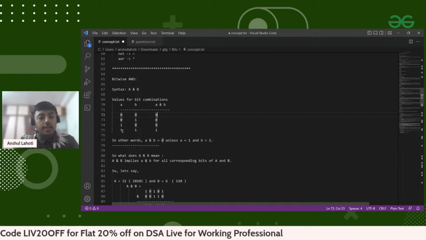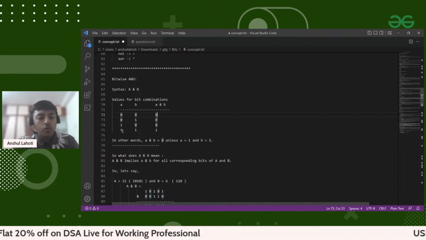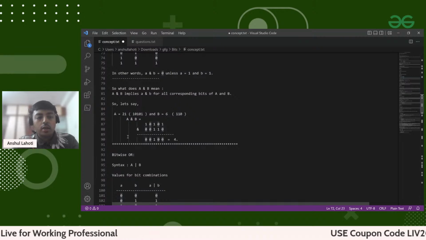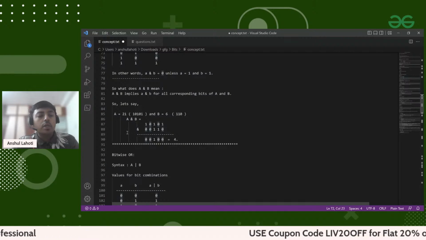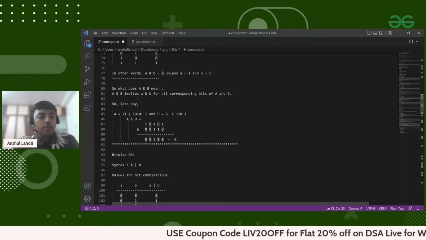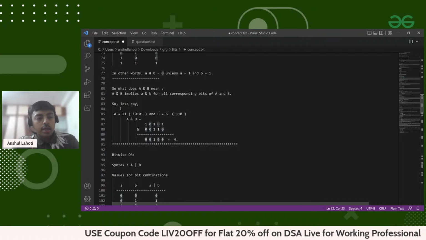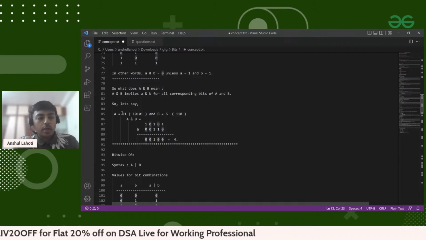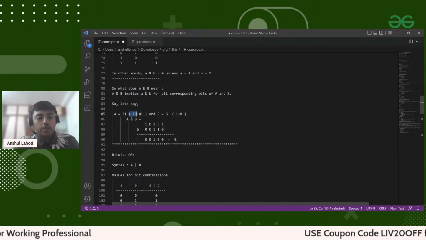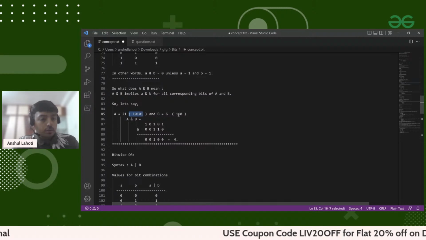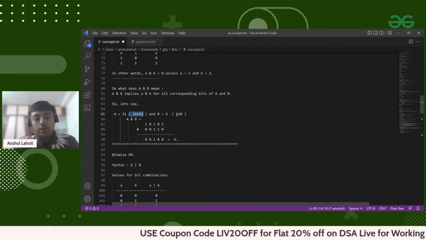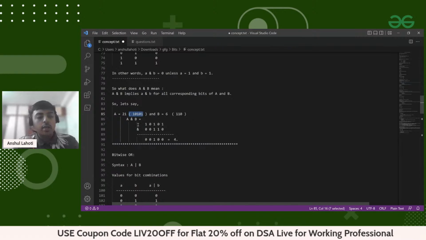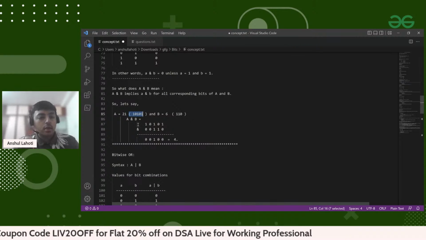So we will take an example of how you can calculate A and B, the AND of both the numbers. So what does A and B mean? Here A is 21 and B is 6. I have also represented their binary numbers, 1 0 1 0 1 for 21, and for 6 it's 1 1 0. So I am taking the AND of 21 and 6 here. You can see 21 is above and 6 below.